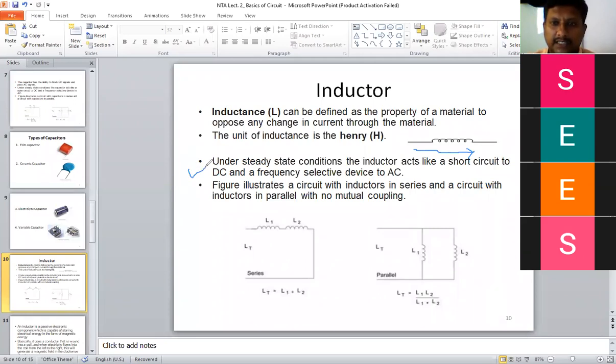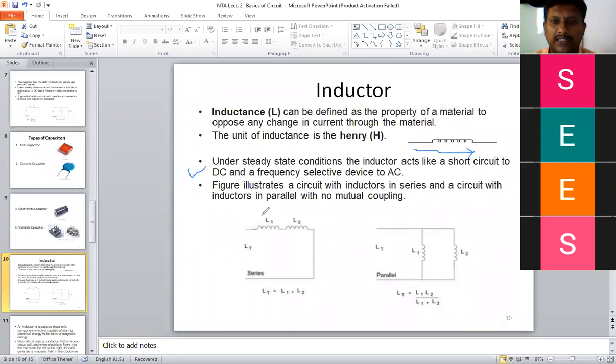So under the steady state condition, the inductor acts as a short circuit. Whenever a constant current flows in the circuit, the inductor acts as a short circuit for the DC current, and for the AC circuit, it will act as a frequency selective device.